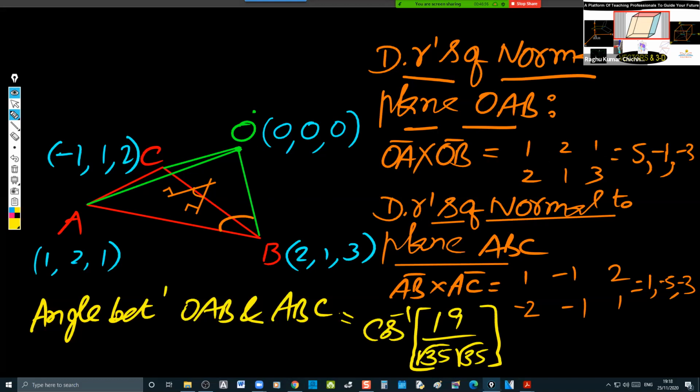AB bar is OB minus OA and AC bar is OC minus OA. I wrote that and I got this cross product as the DRs of the normal to the plane ABC. You know the DRs of the normal to this plane and to this plane. And the angle between the planes is cos theta equal to A1 A2 plus B1 B2 plus C1 C2 by root over A1 square plus B1 square plus C1 square into root over A2 square plus B2 square plus C2 square. If you apply that, it is cos inverse 19 by 35. I hope you understand that.